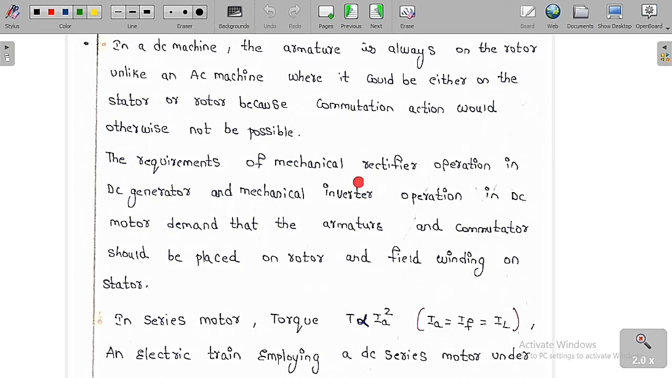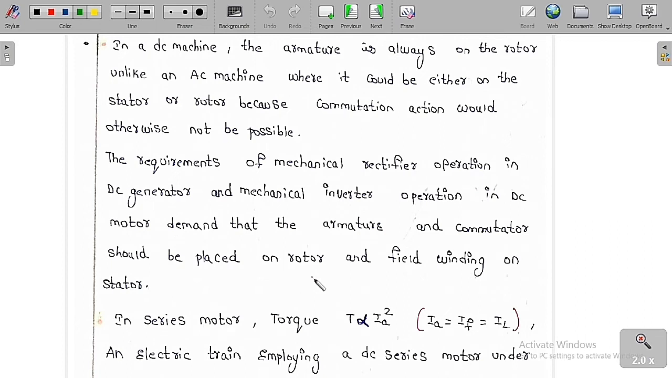The requirement of mechanical rectifier operation in a DC generator and mechanical inverter operation in a DC motor demands that the armature and the commutator should be placed on the rotor and the field winding on the stator. I have already told you, the commutator acts like a mechanical rectifier in a DC generator and like a mechanical inverter in a DC motor.